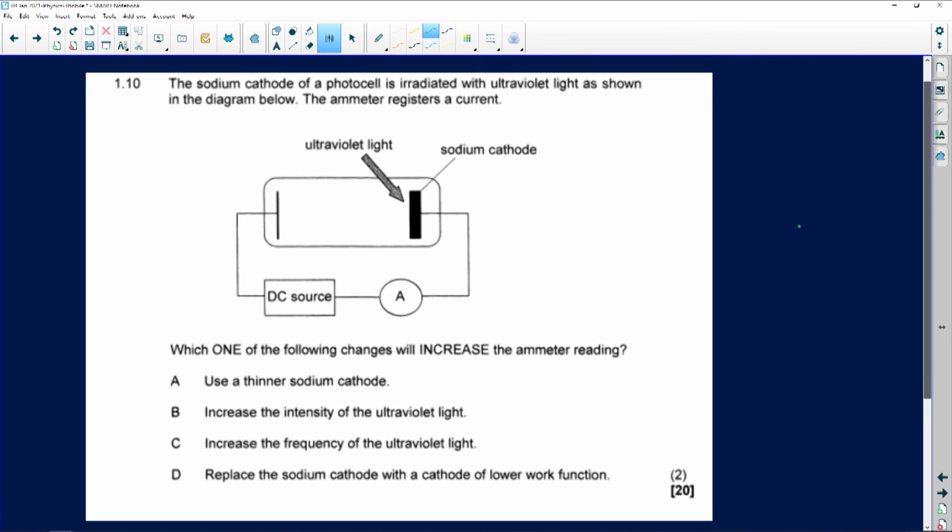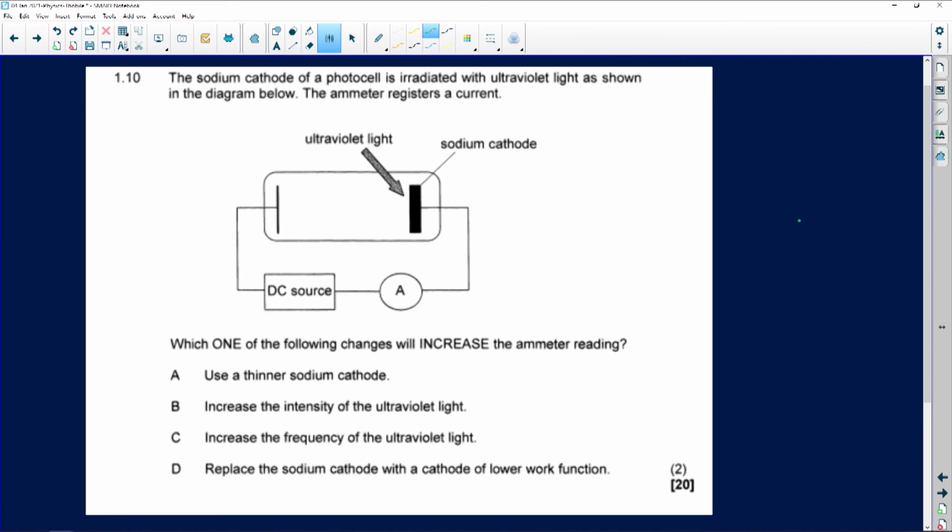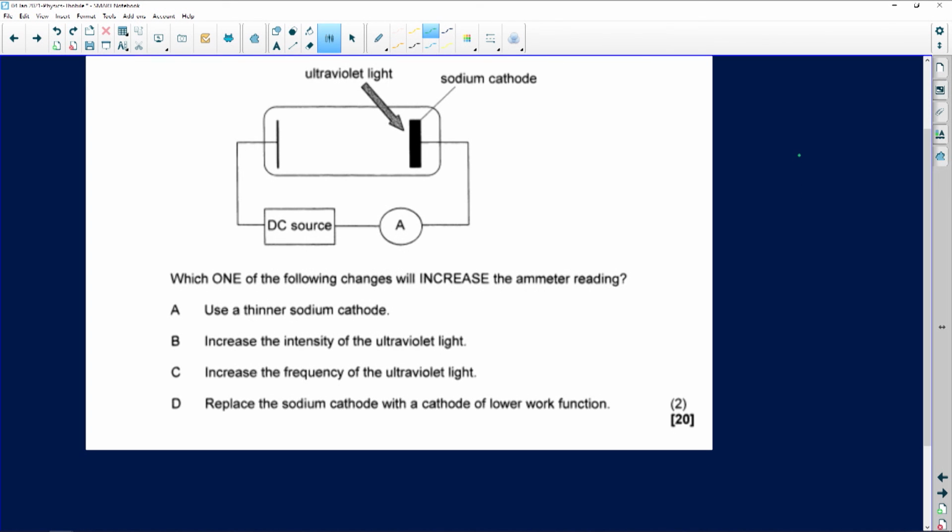The last question for our multiple choice. The sodium cathode of a photocell is irradiated with ultraviolet light as shown in the diagram below. The ammeter registers a current. There's the diagram they're talking about. The question then says, which one of the following changes will increase the ammeter reading? Should we use a thinner sodium cathode, increase the intensity of the UV light, increase the frequency of the ultraviolet light, or replace the sodium cathode with a cathode of lower work function? The answer to 1.10 is B.